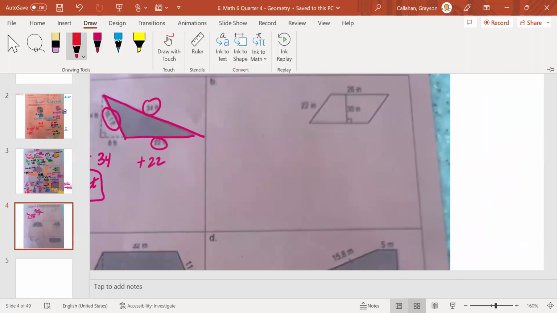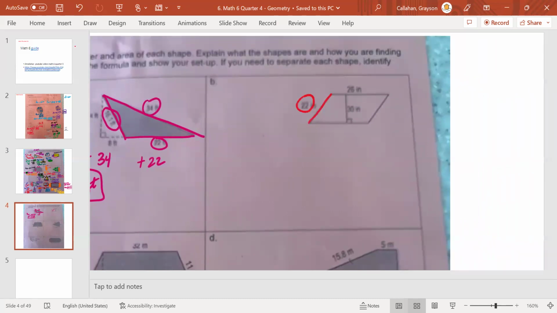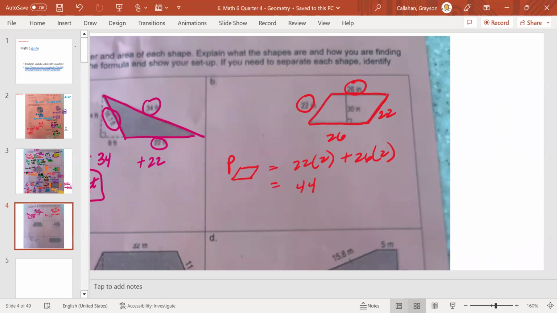For B, it's this side, which is 22, plus this side, which is 26, plus this side. What is the side again? Good. And this side is? There we go. That was pretty easy, right? So perimeter of this weird shape, it's a parabola, is 22 times 2 plus 26 times 2, right? So what is that going to give you? You could use your calculator.